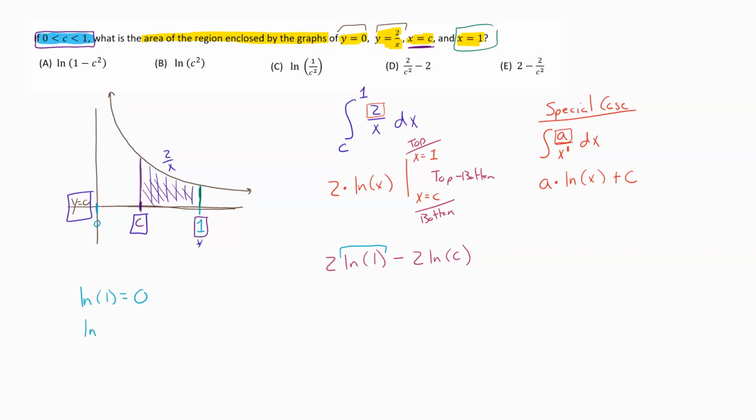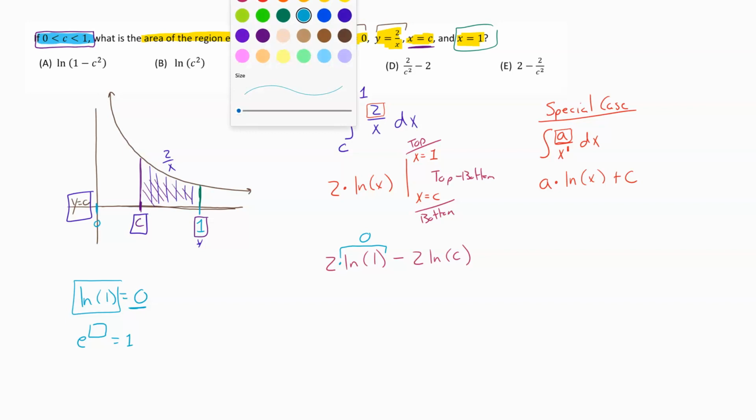Because if you were thinking about this, the natural log is log base e. And so you're saying e to what power would equal 1. That's how you would solve that. So anytime you take the log of 1, no matter if it's a natural log, log base 10, the answer is always 0. So on the right-hand side, we have 2 times 0, which is going to just leave us with 0.